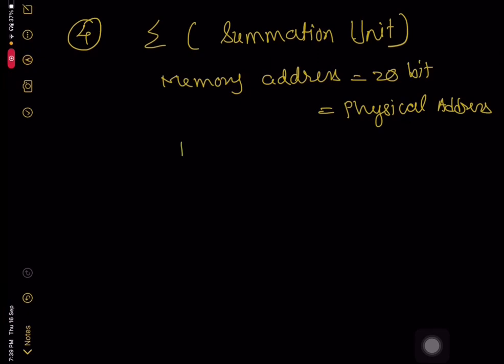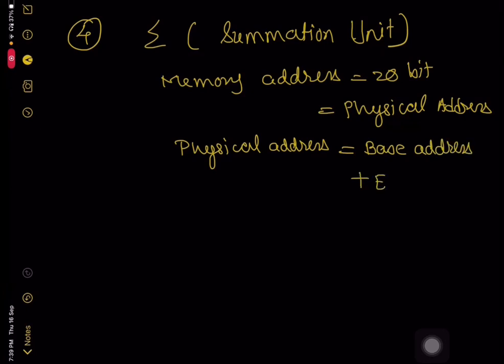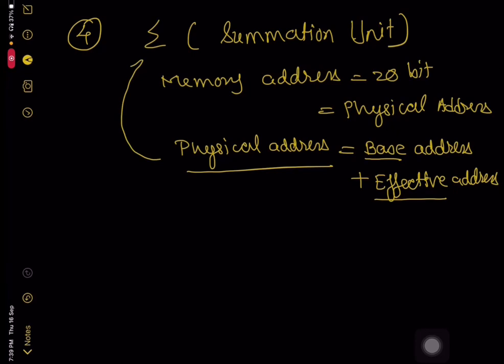This physical address can be generated by the microprocessor by adding the base address and effective address, also called the offset address. The base address is sometimes called a segment address, and effective address is sometimes called offset address. So the physical address is generated by adding base address and effective address, and this generation of physical address is carried out in the summation unit.